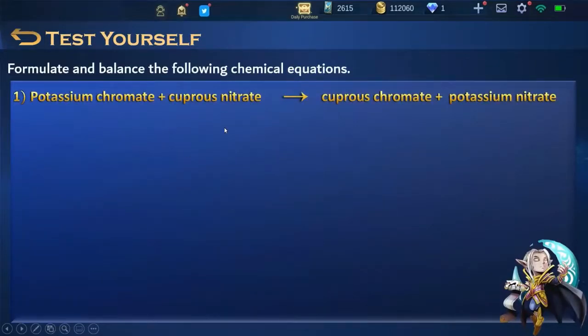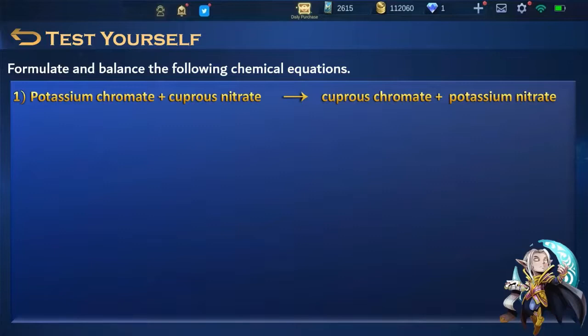Potassium chromate plus cuprous nitrate. And the product is cuprous chromate, potassium nitrate. So this is an example of double replacement, no? Switch partners, observe, cuprous chromate, potassium nitrate. To balance this one, since it is a word equation, you need to formulate the equation first before you balance, using the ionic table, the learnings about ionic bonding.